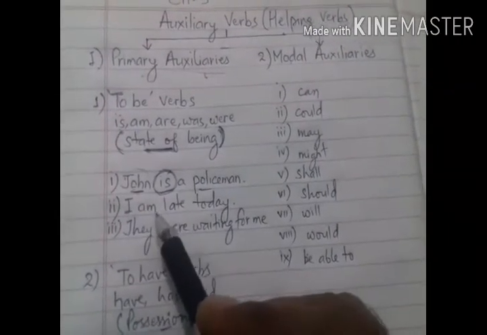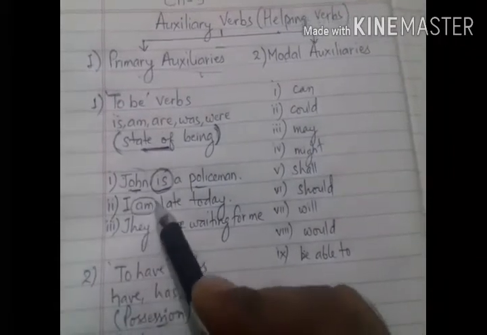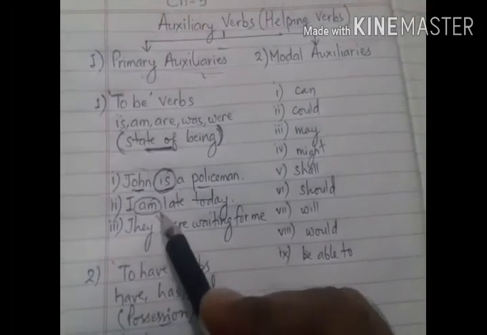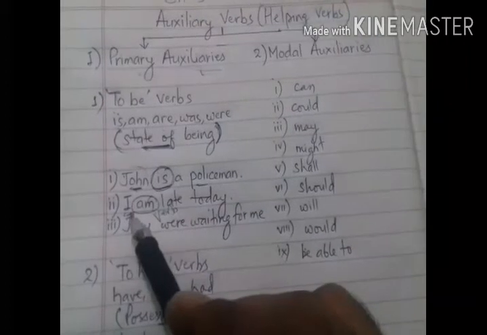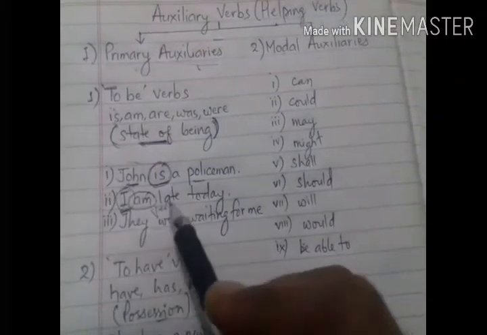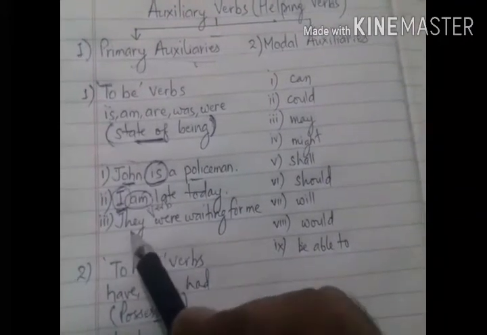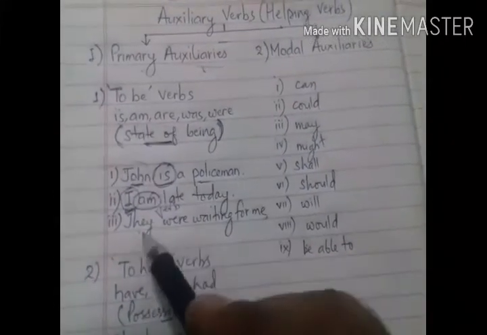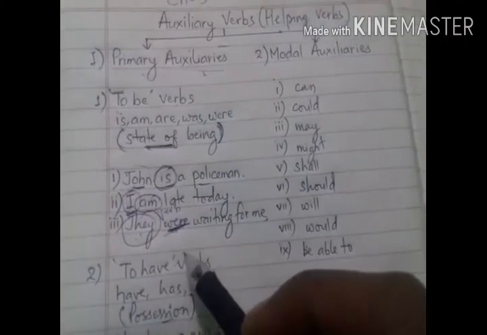See the second example, I am late today. Here this to be verb, am, is used to show the state of being of the subject I, that I is being late today. Now come to the third example, they were waiting for me. What is the state of being of the subject? They were waiting.